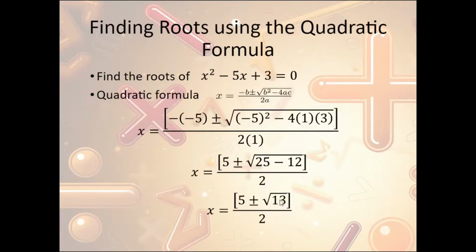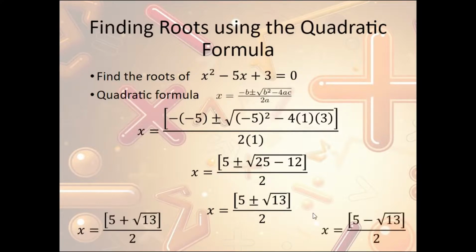Now, notice there is no perfect square root of 13, so we just leave it as is. And we make this a plus, so this is 5 plus square root of 13 over 2. And then the minus part comes in, so this is 5 minus square root of 13 over 2. Anytime you see this plus or minus, that means we're going to do two things. We're going to add it and then subtract it. So we're going to do both to it. Here's our addition, here's our subtraction. These are our two roots.